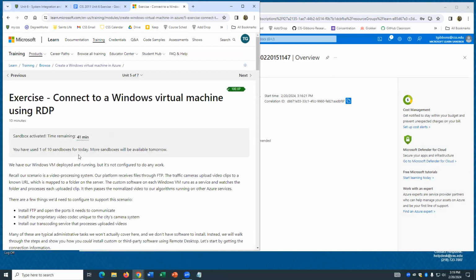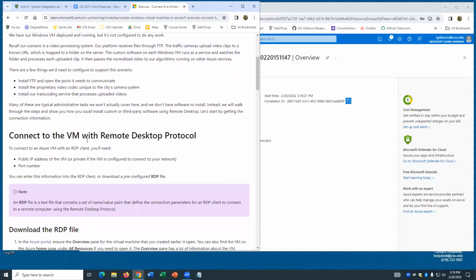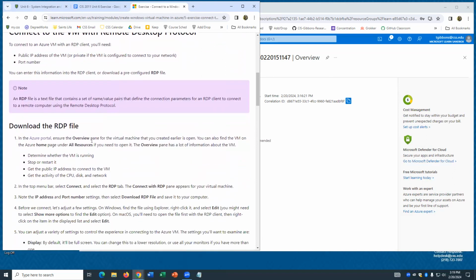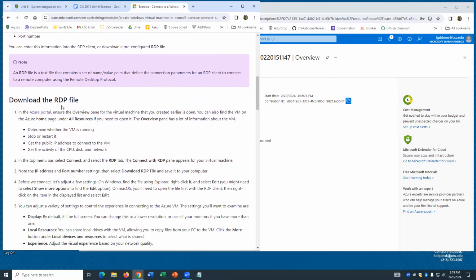In five, they'll check to make sure your sandbox is still active. I still have 41 minutes of my sandbox here. That's good. I'm going to connect up to the VM with my remote protocol. So I have to download a configuration file from the VM here, and I'm going to go and do that.